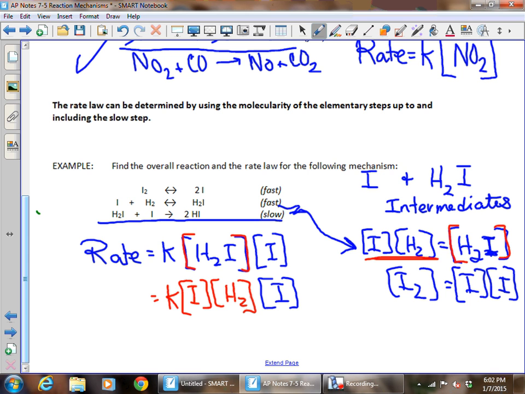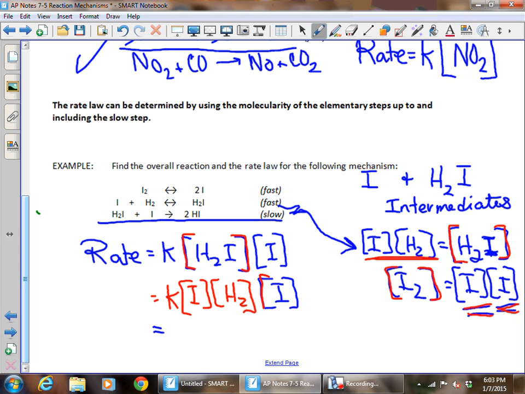Still not a good rate law because we still have I's in there and we can't have I's in our final reaction. So what are we going to do next? Well, we've got to get rid of those I's. And our top equation says that if we have two I's multiplied by each other, that's going to give us our I2.